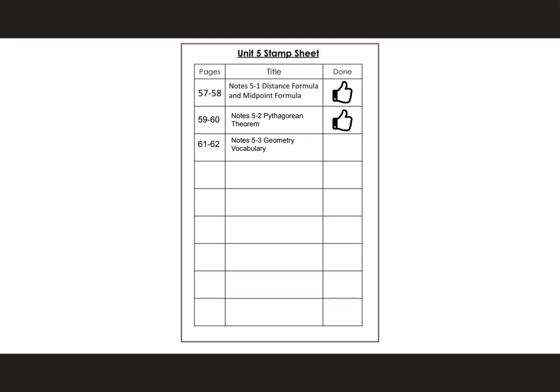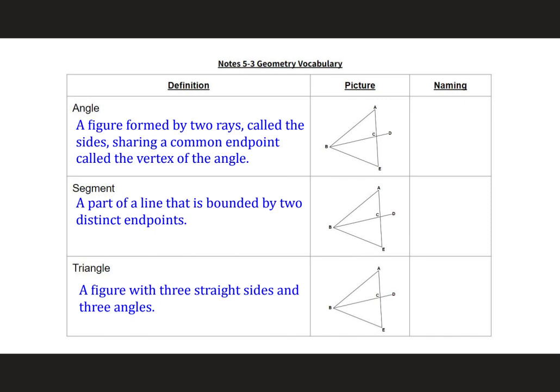All right, here's the video for notes 5-3 geometry vocabulary. So there's 3 words we're going to talk about, different geometry figures. So the first one is angle.